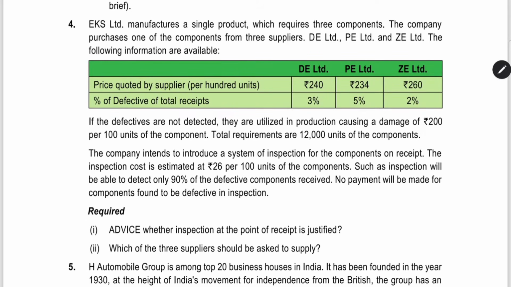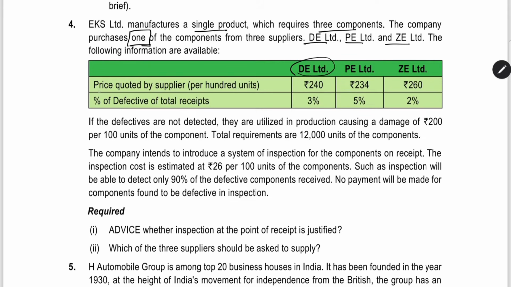Next we are going to see question number 4. In this question, the company manufactures a single product which requires 3 components. The problem is only with one of the components. For that component, we have 3 suppliers: DE, PE and ZE. The following information is given.